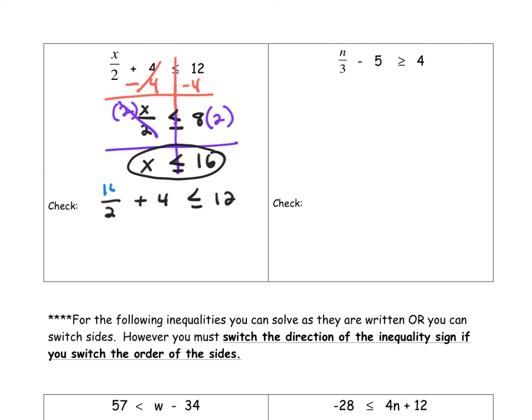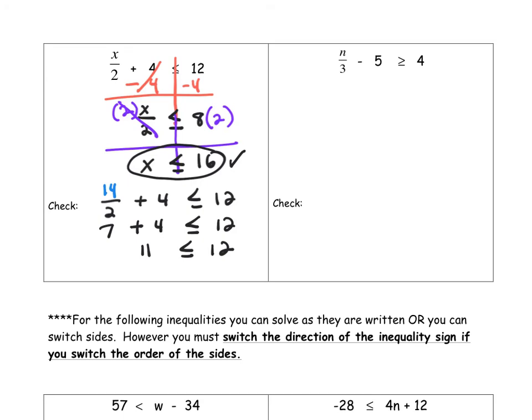14 is less than 16, and it also is evenly divisible by 2. I wouldn't have to choose an even number; I'm just trying to make my check a little bit easier. So 14 divided by 2 would give me 7, and to that I'm going to add 4, and this should be less than or equal to 12. And 7 plus 4 is 11, and 11 is indeed less than or equal to 12. So that means that my solution is correct.